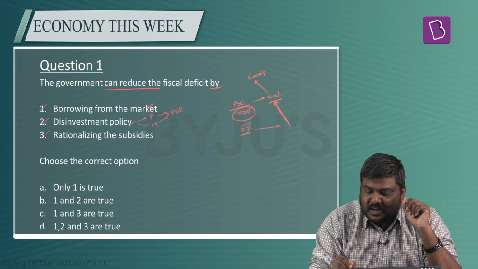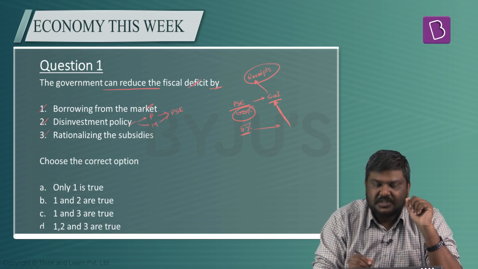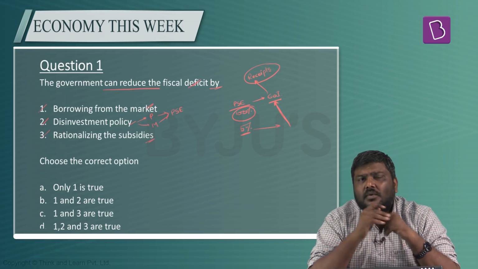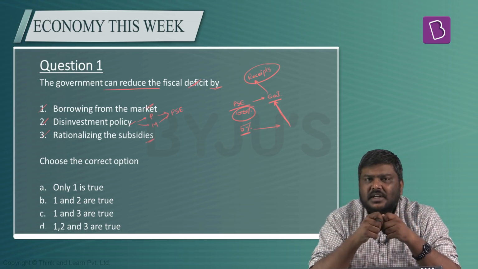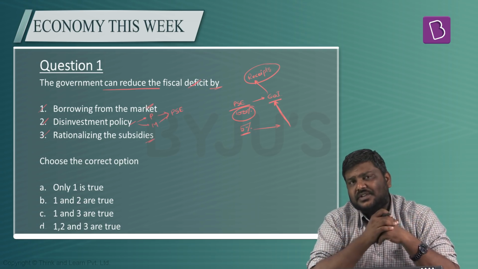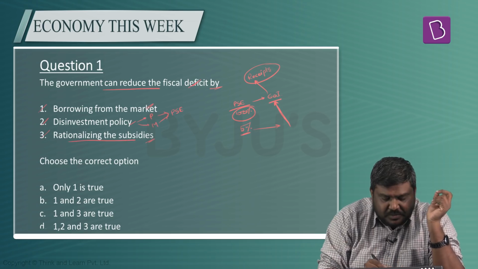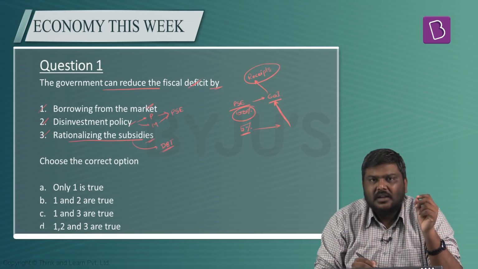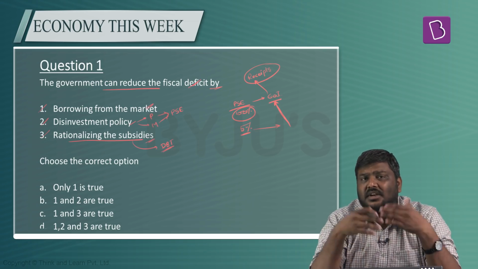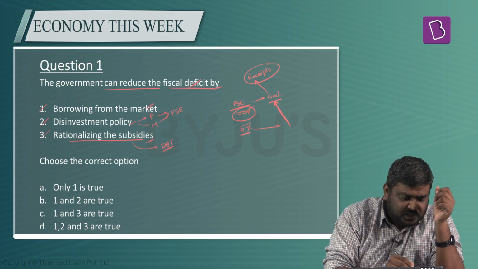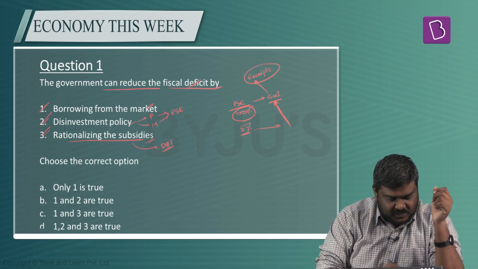And when the receipts will increase, obviously the fiscal deficit will come down. Third one, rationalizing the subsidy. One way of reducing the fiscal deficit is to increase the receipts or incomes. Second way is obviously to reduce your expenditure. So by rationalizing the subsidies, for example, Government of India is expanding the scope of DBT for various schemes. By rationalizing the subsidy, we can also reduce the fiscal deficit. So 1 is correct, 2 is correct, as well as 3rd is correct.